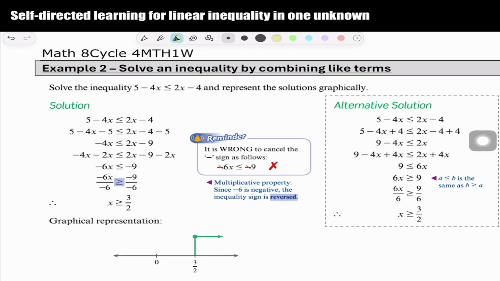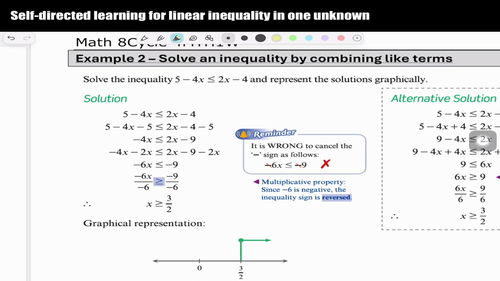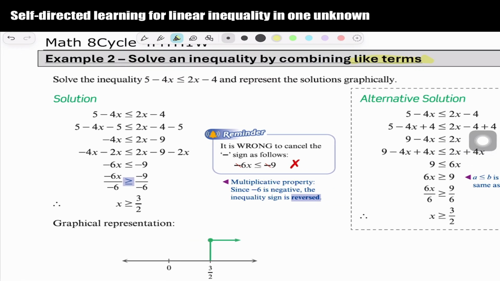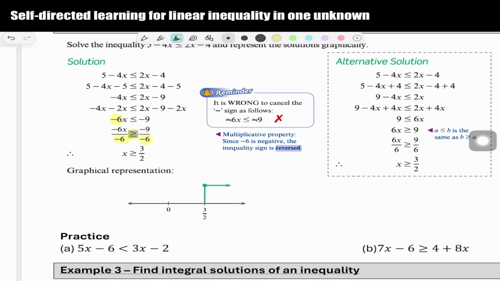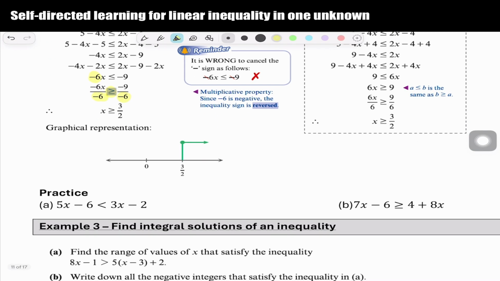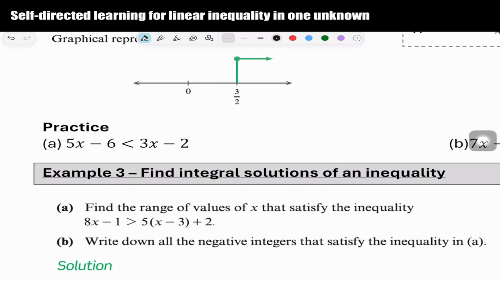If you see something like this, you just have to combine the like terms, just like solving an equation. What I want to remind you is to pay attention to this. When you divide or multiply by a negative number, you have to flip the sign. And you also have to present it graphically. For the practice here, you can see whether you got it correctly.